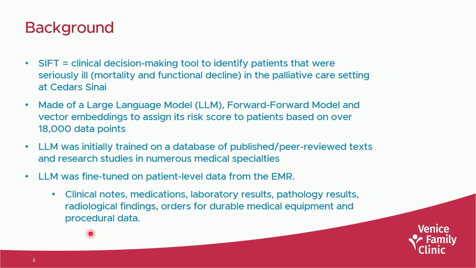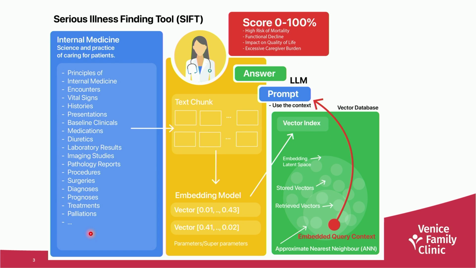And the type of data it uses includes a lot of different data points from the EMR, including clinical notes, medications, lab results, path results, procedural data, and radiology findings. So a wide variety of data. A lot of times with these algorithms, it's a little difficult to wrap your head around what it looks like and what it's doing under the hood. So I thought this schematic that his team had created was kind of helpful with some of that.